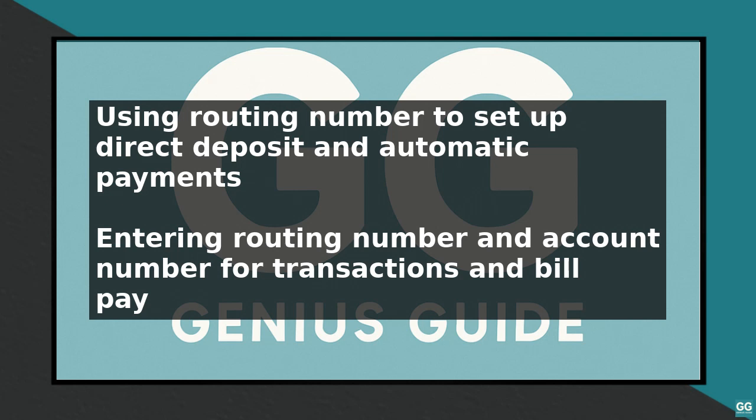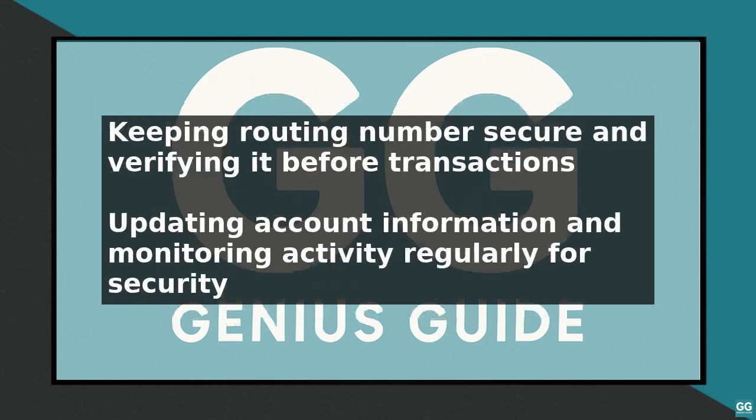Once you have your routing number, you can use it to set up direct deposit, automatic payments, and transfers between accounts. To set up direct deposit, provide your routing number and account number to your employer or the relevant party. To set up automatic payments, log into your online banking account, navigate to the Bill Pay section, and enter the routing number and account number of the recipient.